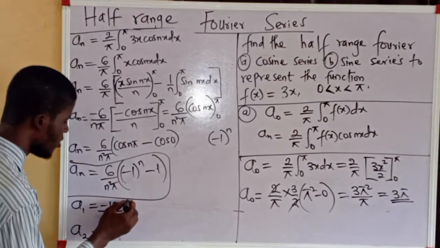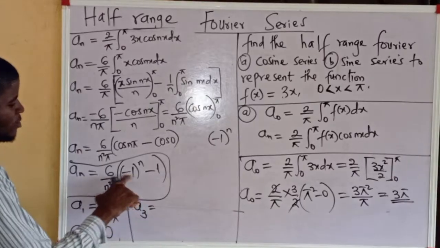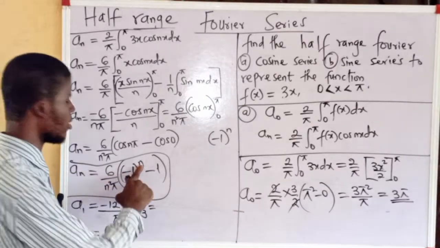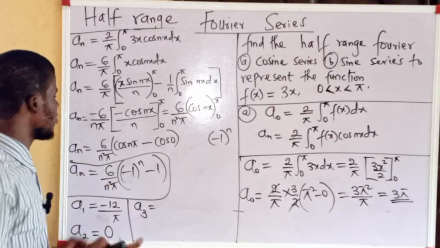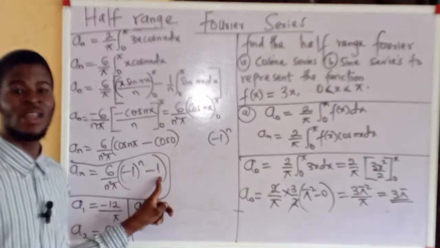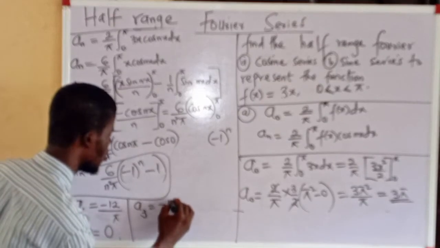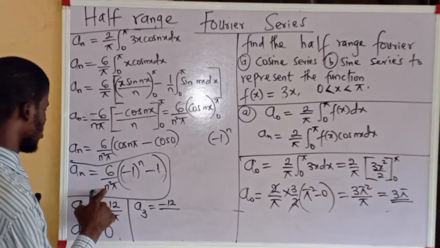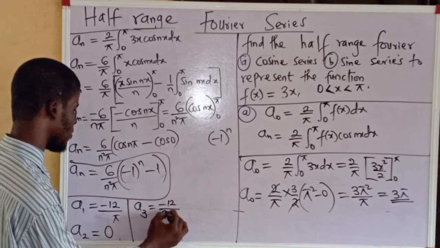So what is a3? Plug in 3 for n here. We'll have minus 1 raised to the power 3. Minus 1 to the power of 3 is still minus 1. So minus 1 minus 1 is minus 2. Minus 2 times 6 is minus 12. So we're having minus 12 all over, then 3 squared will be here. 3 squared is 9. That's 9 pi.